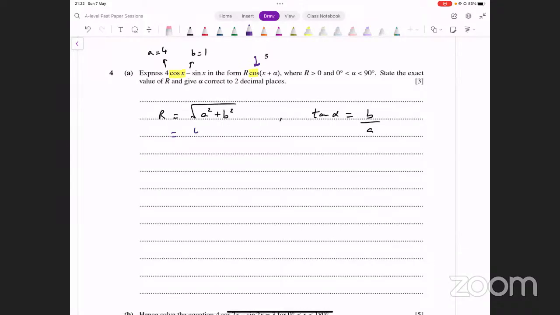A is 4, so that's 4 squared plus 1 squared. Iska square root, that is square root of 17, and from there you get tan alpha equals b over a. The value for b is 1 and a is 4. Find tan inverse of this. Your calculator has to be in degrees mode here. पिछले क्वेश्चन में radians था, यहाँ पे degrees आ गया, तो आपने ensure करना है कि आप correct mode use कर रहे हो. Tan inverse of 1 over 4, and that is giving me 14.036.